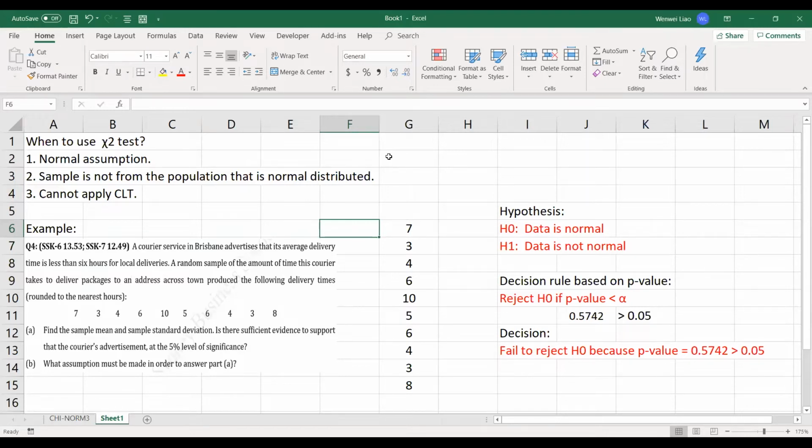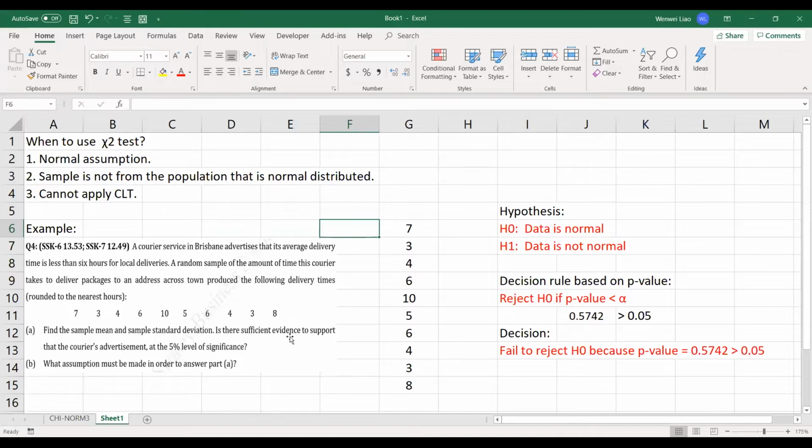First, our assumption should include the normality of the data. Second, our sample shouldn't come from the population that is normal distributed. And thirdly, we can't apply CLT, the central limit theorem, for our data. So for example, this question comes from your tutorial.